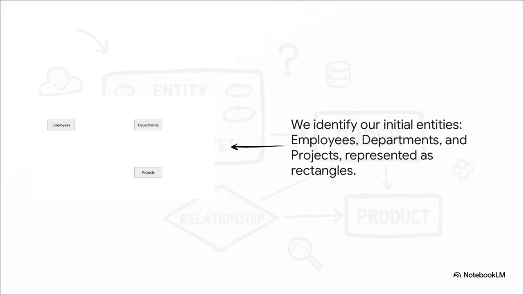And here's what that looks like in practice. We literally just take those nouns, employees, departments, and projects, and draw them as simple boxes. This is the very first, most fundamental step in creating what's called an entity relationship diagram, or ERD. This diagram is going to be our blueprint for everything.